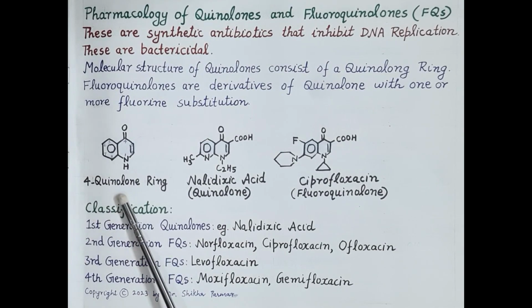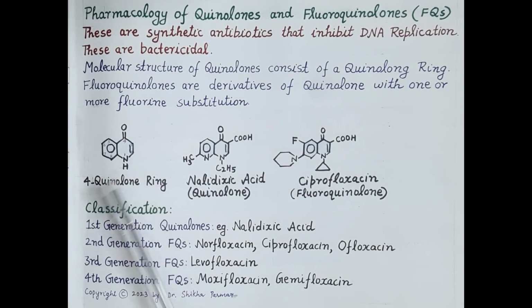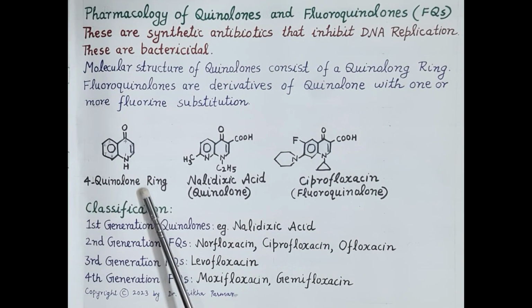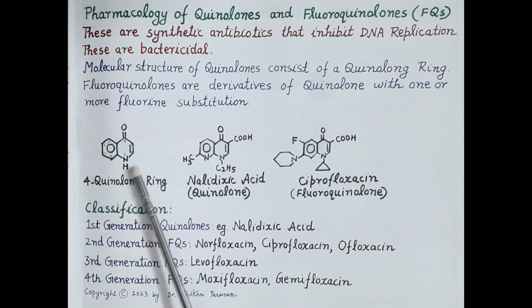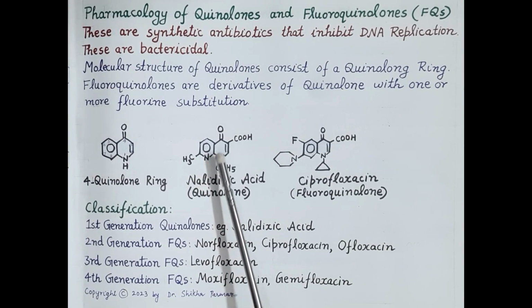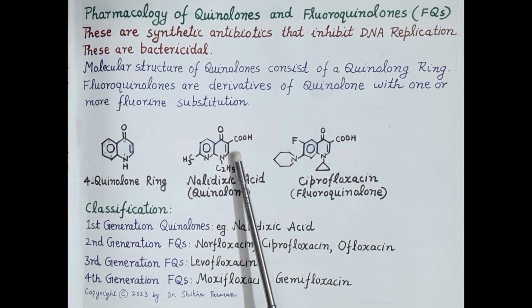Now look at this structure. This is the structure of 4 quinolone ring. Now molecular structure of quinolone antibiotics consists of this quinolone ring. Now nalidixic acid. Nalidixic acid is a quinolone antibiotic. Now as we can see here, its structure consists of the quinolone ring.